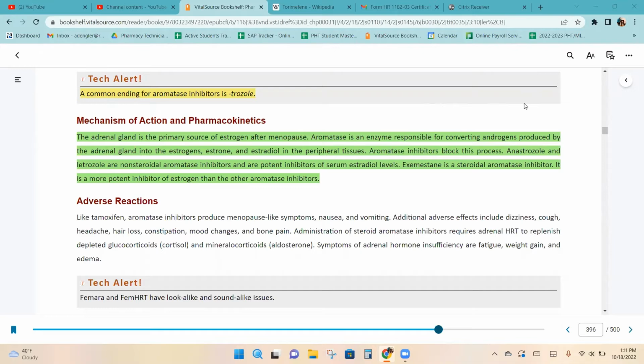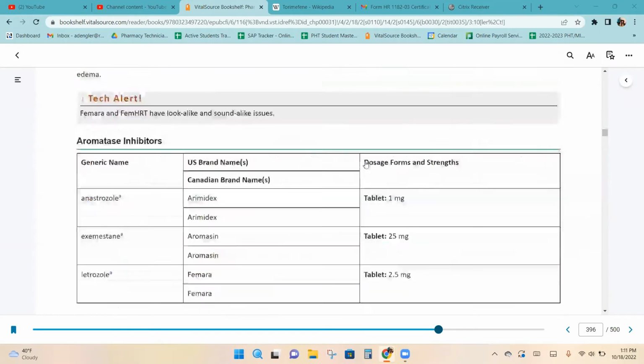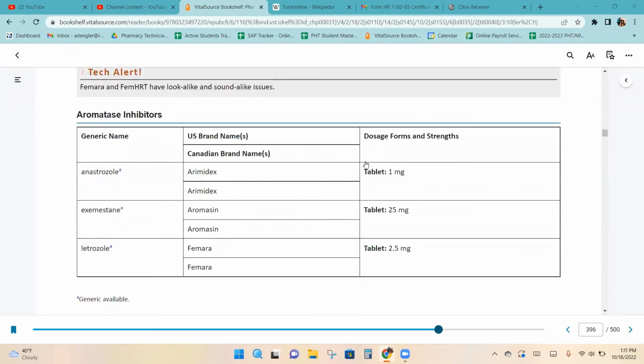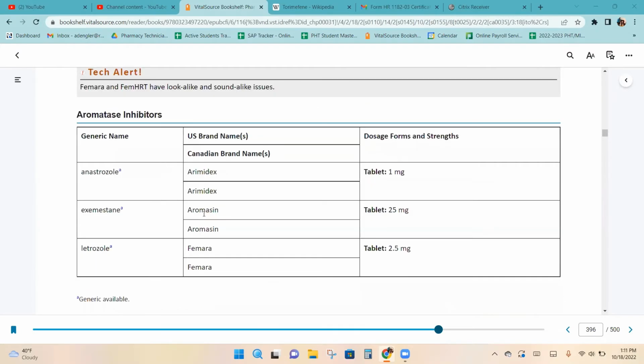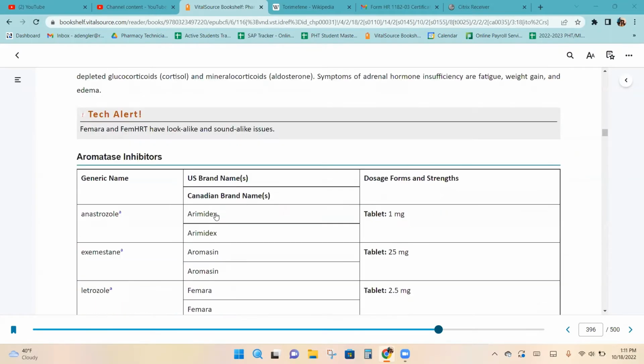Exemestane is a steroidal aromatase inhibitor. It is a more potent inhibitor of estrogen than the other aromatase inhibitors. So this shows the strength of the tablet here of all the different aromatase inhibitors.